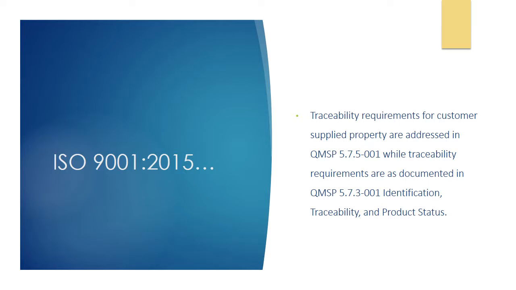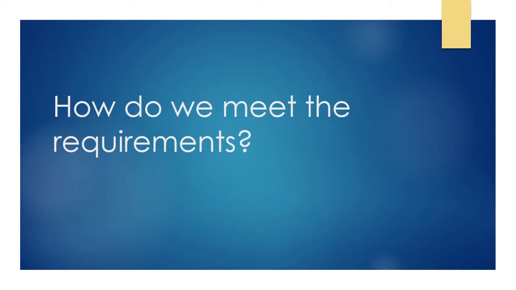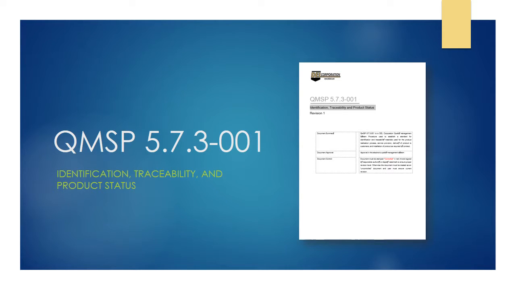Traceability requirements for customer-supplied property are addressed in QMSP 5.7.5-001, while traceability requirements are as documented in QMSP 5.7.3-001, Identification, Traceability, and Product Status. How does Dell Corporation meet the requirements? Using the Documented Quality Management System procedure, QMSP 5.7.3-001, Identification, Traceability, and Product Status.